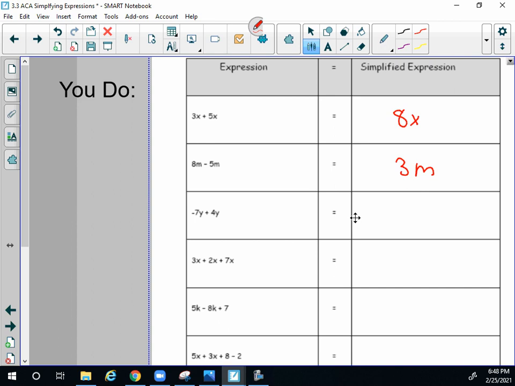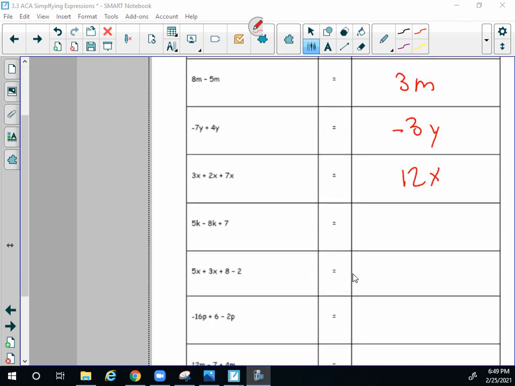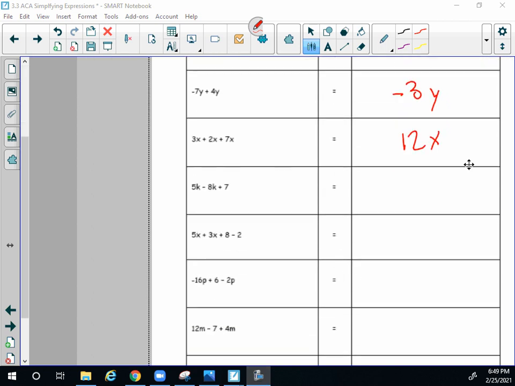All right, go ahead and try the next one on your own, and then push play when you're done. Oops. Your answer for this one should have been negative 3y. You can actually try the next one on your own as well. Push play when you're done with the next one. All right, for this one, we have 3 plus 2 is 5, plus 7 is 12x.